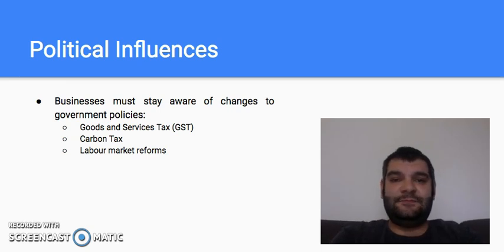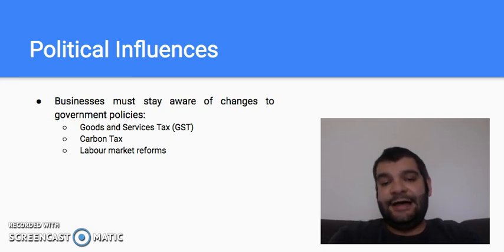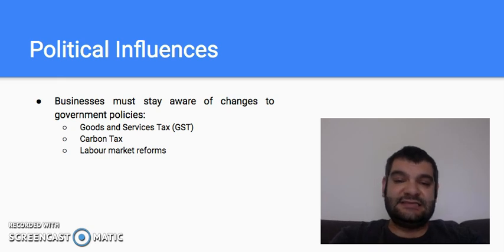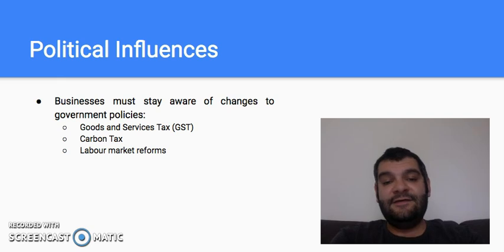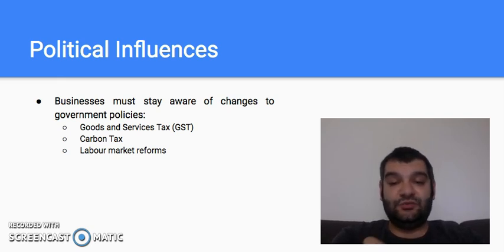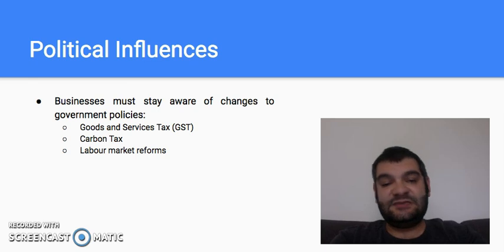Now, another influence is politics. Now, this is something that businesses can't really influence because it's something that happens outside of the business, so it's external. But businesses need to stay aware of changes to government policies. Now, with every change in government, there is certainly a chance that policies will change because there would have been opposition to the policy from the opposing party at one stage anyway. So I've used the goods and services tax, the GST, carbon tax, and labour market reforms here as examples.